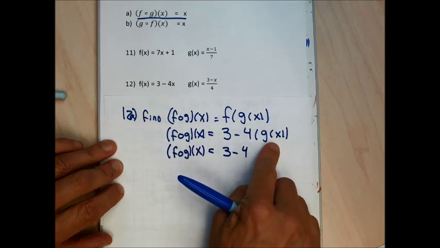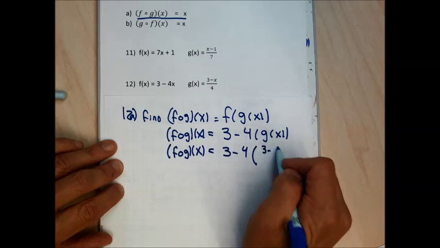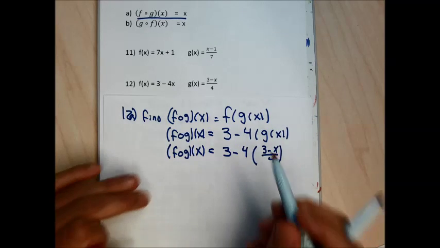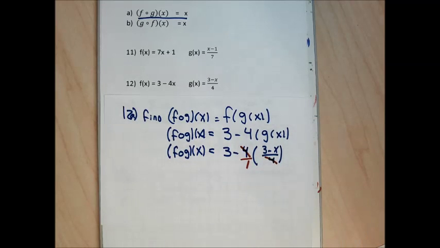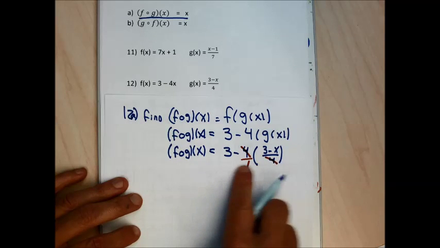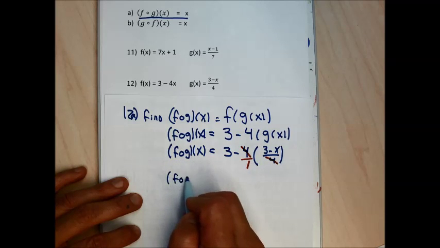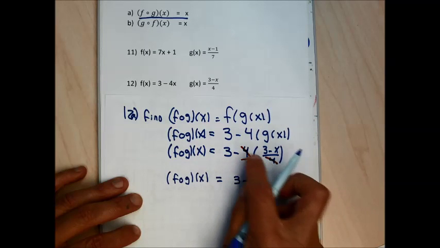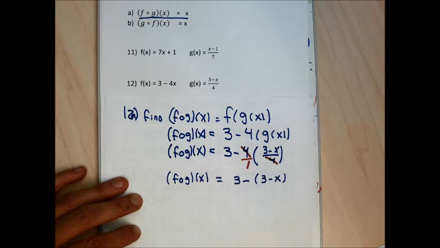Next step is going to replace the g of x with 3 minus x over 4. So this is going to be 4 times 3 minus x over 4. And the beautiful thing is, I can think of this 4 as a 4 over 1, and I could cancel these 4s as I go to simplify. And when I cancel that 4, there isn't anything but 1s in the denominator. I don't need to write a fraction anymore. So f composed with g of x, after I cancel the fractions, is going to be 3 minus, cancel this 4, not cancel this parentheses, but cancel the denominator of the parentheses. It's going to be 3 minus parentheses 3 minus x.